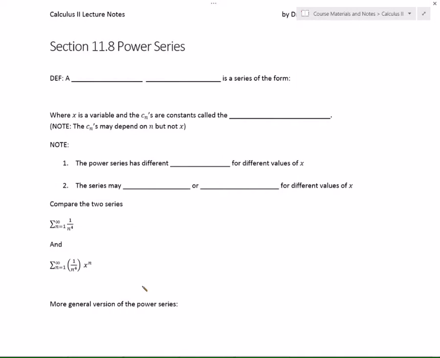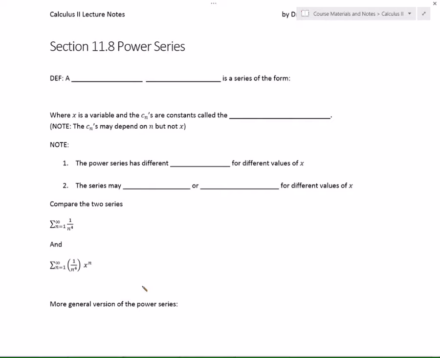11.8 Power series. Power series is why series are interesting and useful and important. I've alluded to this, but now we're going to start looking at why exactly they are important. It has to do with the fact that a power series is now a function of x. It actually has a variable in it, but it's an infinite series.